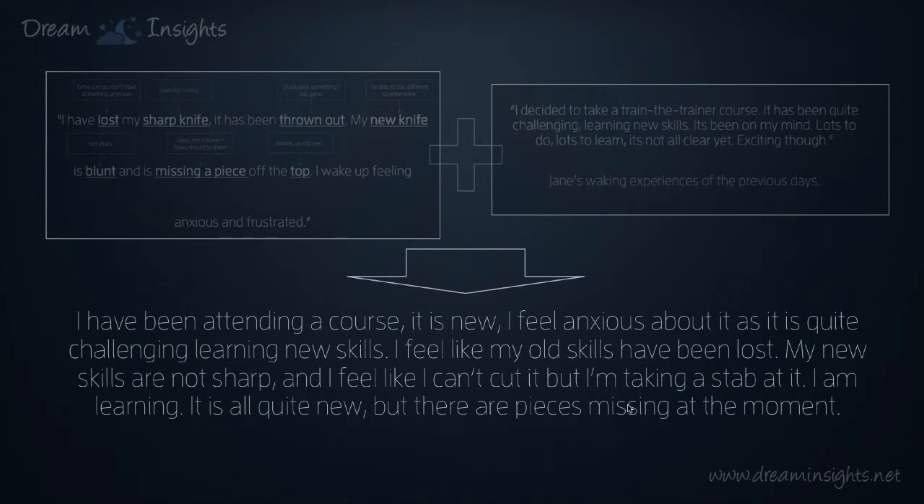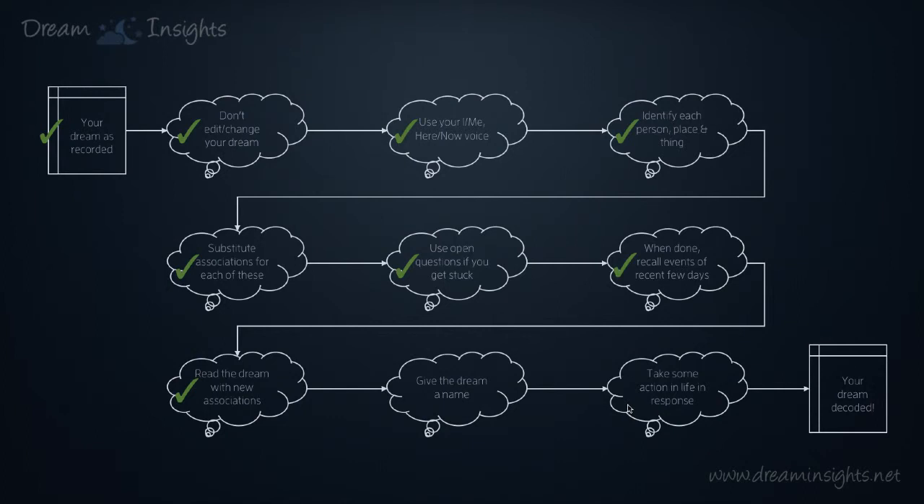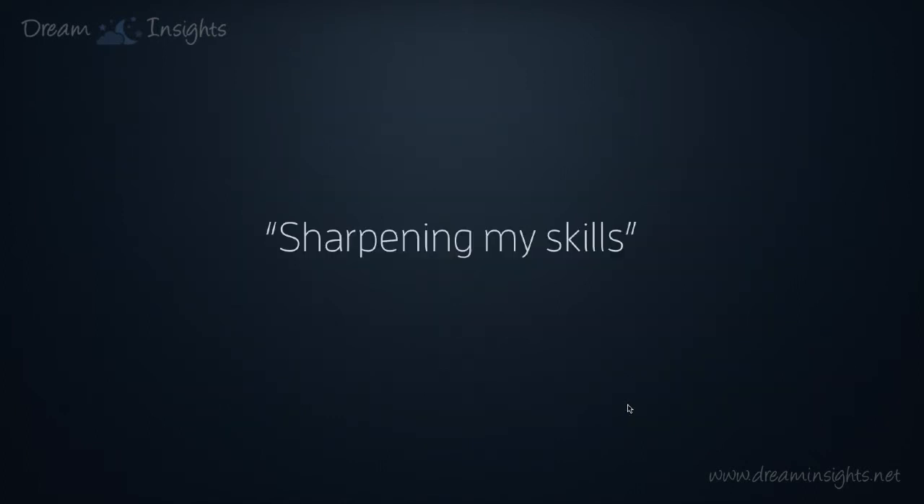Jane immediately begins to recognize how the dream and her waking experiences are coming together, and further begins to realize what the dream seems to be telling her. I then ask Jane to give the dream a name. She calls it Sharpening My Skills.